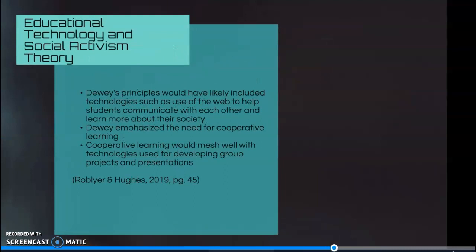The importance in educational technology with social activism theory tells us that Dewey's principles would have likely included technologies such as use of the web to help students communicate with each other and learn more about their society. Dewey emphasized the need for cooperative learning. Cooperative learning would mesh well with technologies used for developing group projects and presentations.